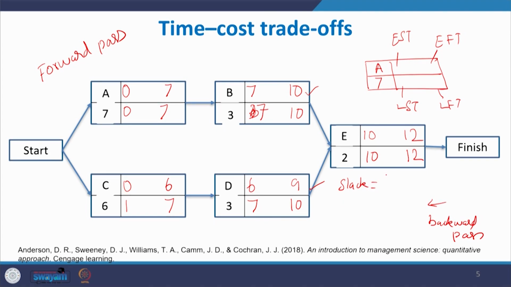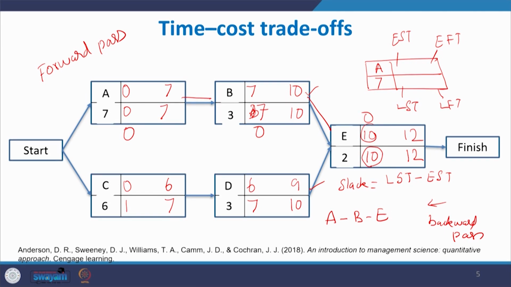The slack is the difference between the latest starting time and the earliest starting time. That means the difference between this value and this value. So, it is 0. So, here 7 minus 0, 0, 0 minus 0. So, there are 3 critical activities, activity A, B, E. So, this path, which one? This path A, B, E. So, the path A, B, E is your critical path.